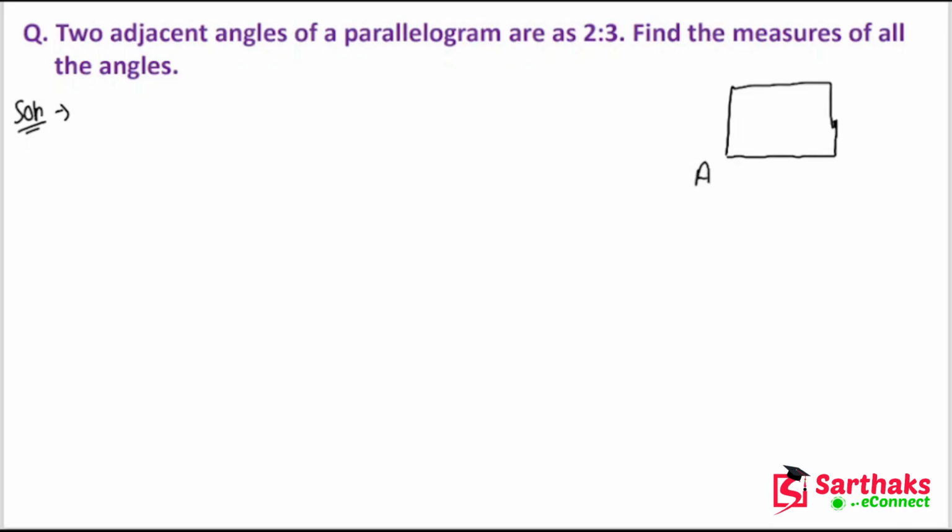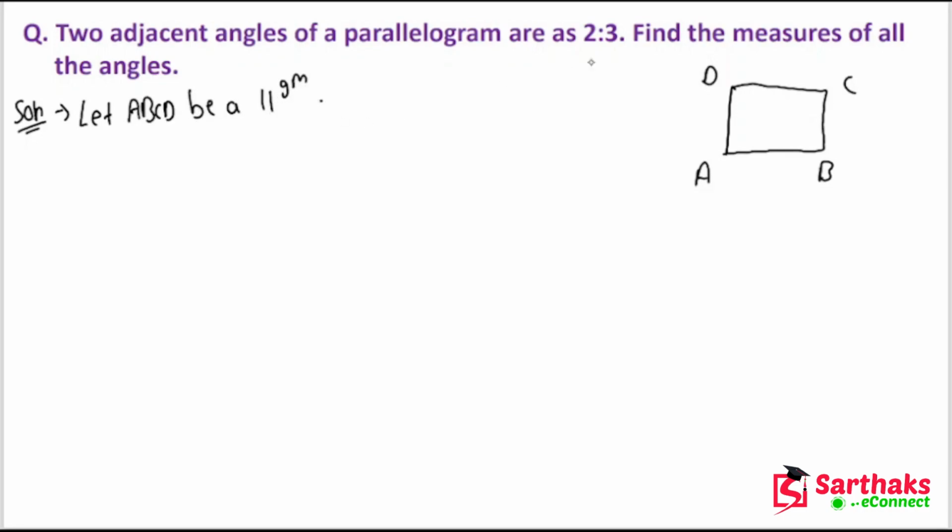Okay, so let us take this as A, B, C and D. Okay, so we can take, let ABCD be a parallelogram, right? So two adjacent angles are angle A and angle B. So let angle A is to angle B is equals to 2:3. We can clearly see that A and B are adjacent angles, so we can take any two adjacent angles. Let angle A is to B is equals to 2:3, right? So it is given.